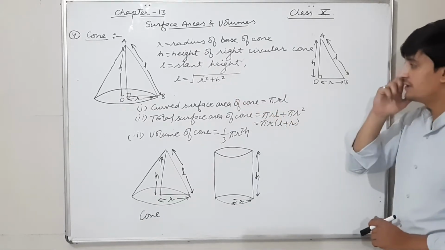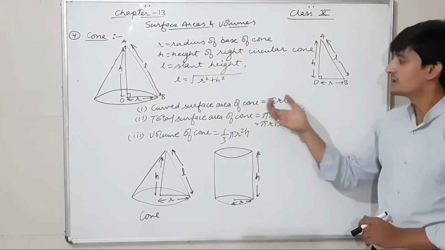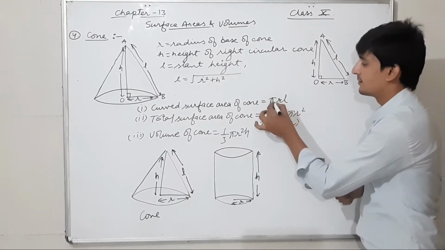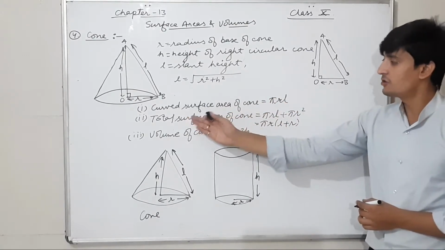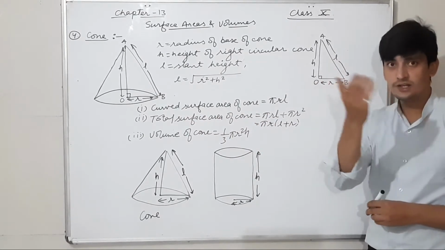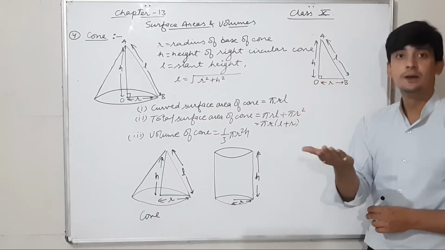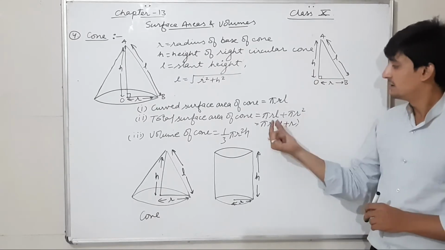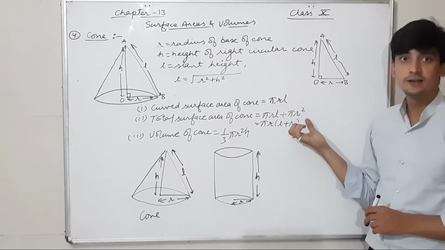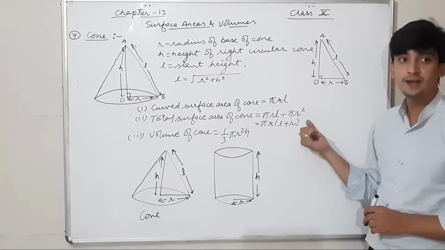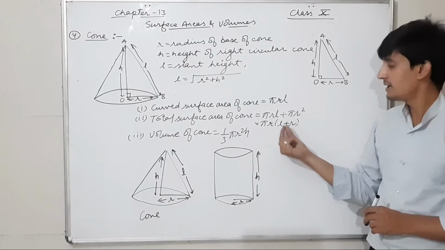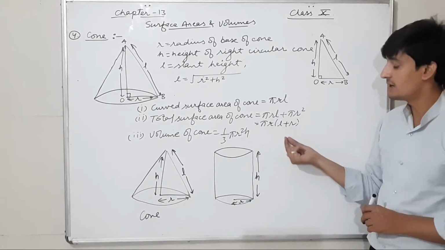Understood? Now first of all we have curved surface area of cone. Curved surface area of cone is pi RL. Understood? Now next we have total surface area of cone. In total surface area of cone, what we will do? We will add the curved surface area and the area of the base. Area of base is in the shape of a circle, and area of circle is pi r square. Taking pi r common, we get pi r times L plus R in bracket. So this is the required formula for total surface area of cone.